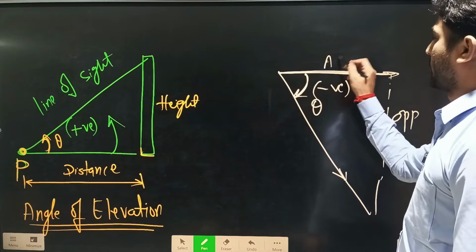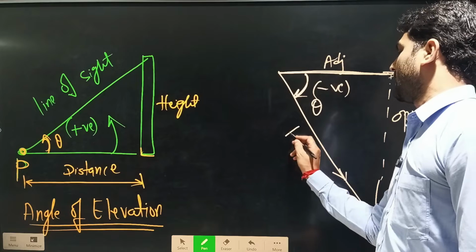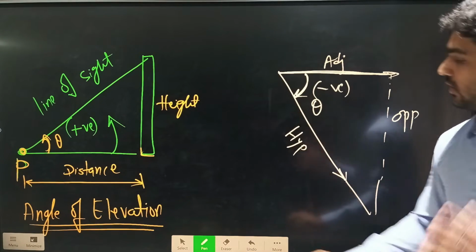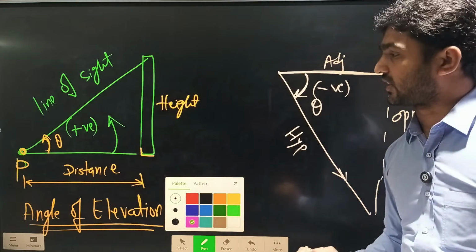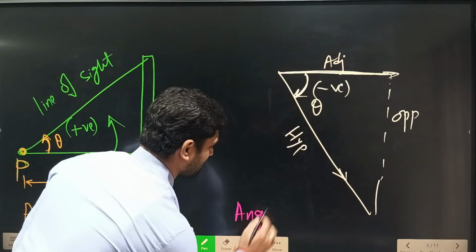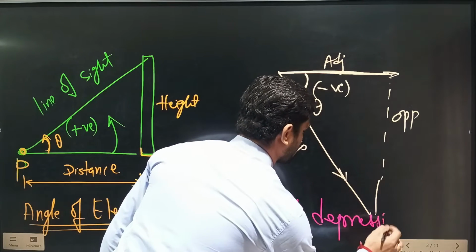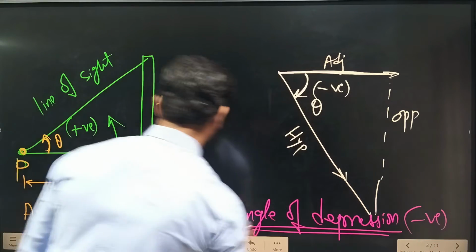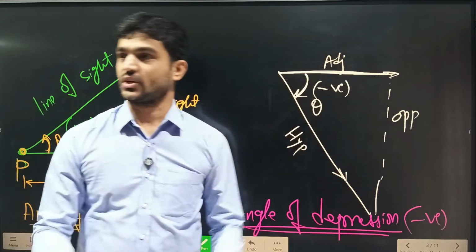Here the next side is the adjacent side, or the distance, and this is the line of sight, which is the hypotenuse side. So my dear students, very important again: this negative angle is called the angle of depression. We call it the angle of depression. This is a negative angle, we call it depression. If it is a positive angle, that is the angle of elevation. So these two things are very very important.